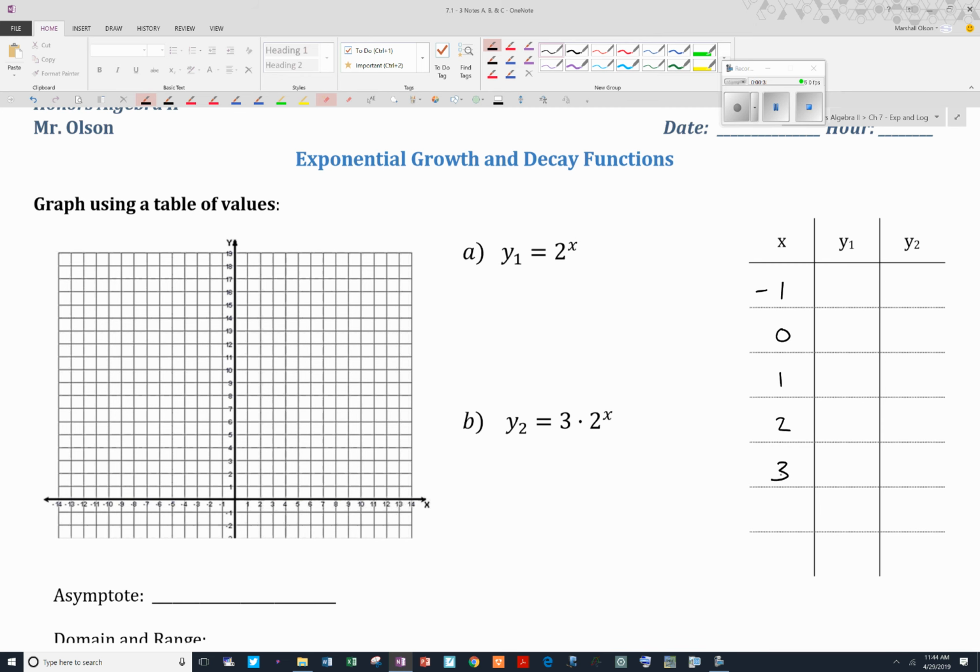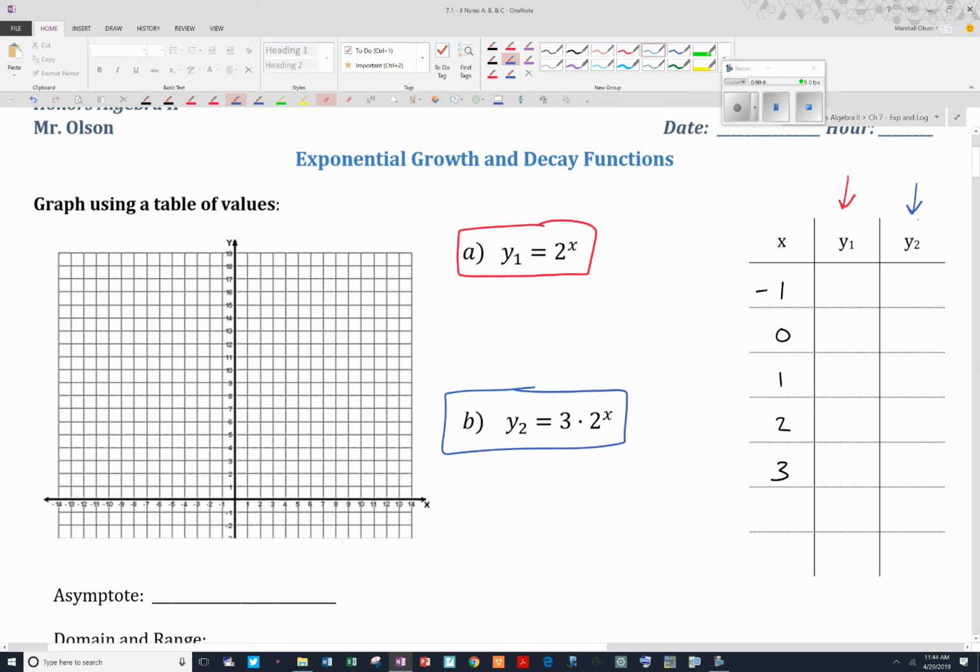You're going to be putting them into the y sub 1 function, which is right here, and those y values you're going to put in that first column. Then you're going to put them into the y sub 2 function right here. We'll put those values here. All right, so that's the first function. What do you notice is happening between each of those y values?